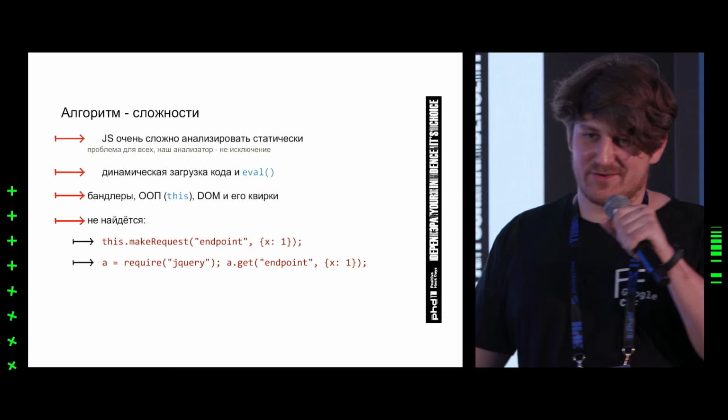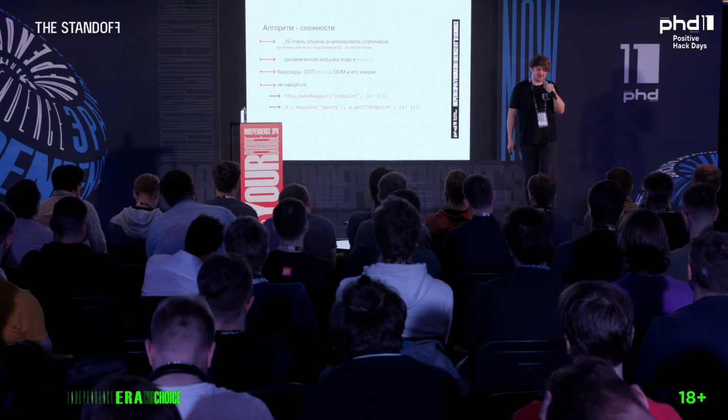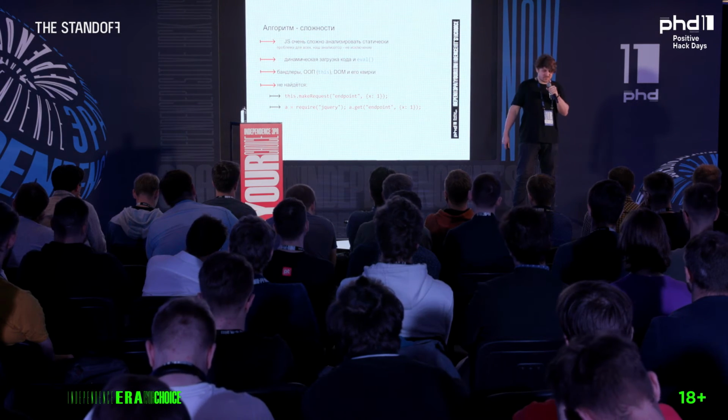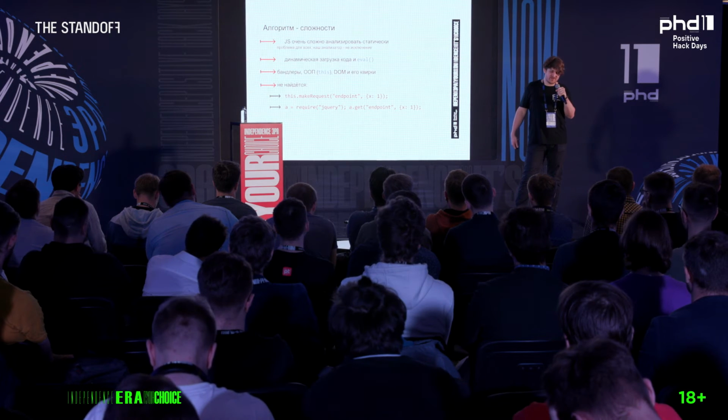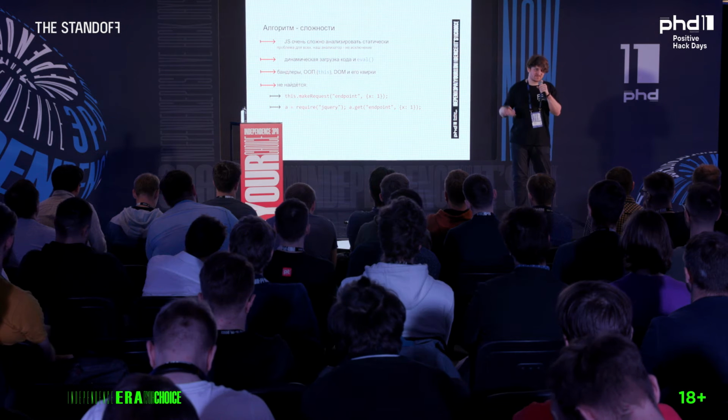So much for the algorithm, a very high-level review of our algorithm. Obviously, it comes with certain difficulties. It's rather simplistic, so it is not universal. A JavaScript static analysis algorithm is a difficult thing. JavaScript is difficult to analyze statically, and so here are the difficulties that we have. Dynamic download of eval code is one such problem. Bundles and object-oriented programming.